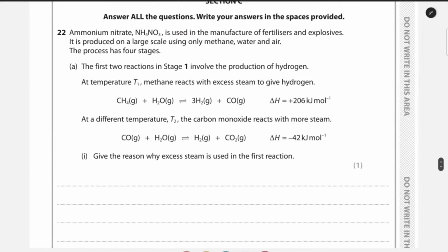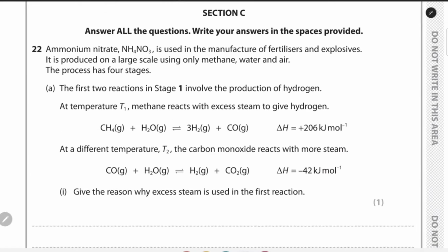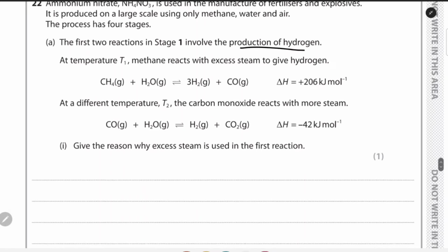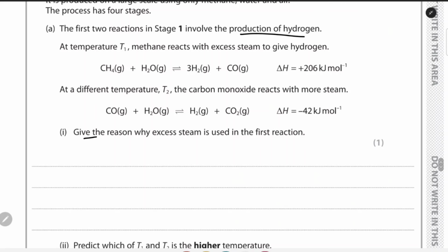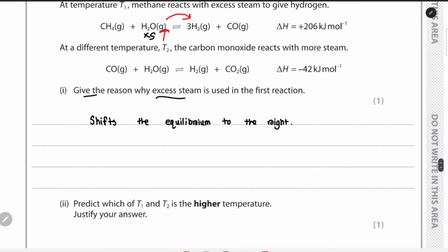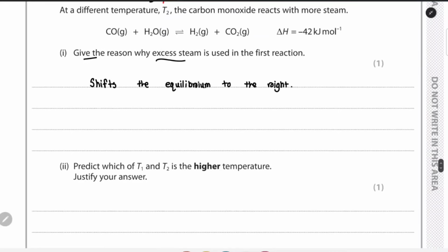Now we have to move to section C. Now in this question, we are given two reactions which involve the production of hydrogen. Now we have to give the reason why excess steam is used in the first reaction. If excess steam is used over here, the equilibrium will shift to the right. This will cause the production of hydrogen to increase. So this basically shifts the equilibrium to the right. That's all they need to know. The equilibrium is shifted to the right over here.